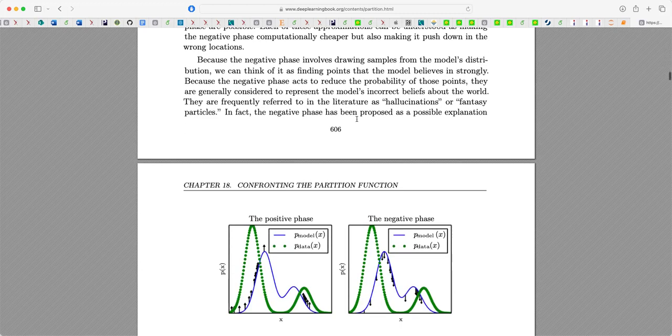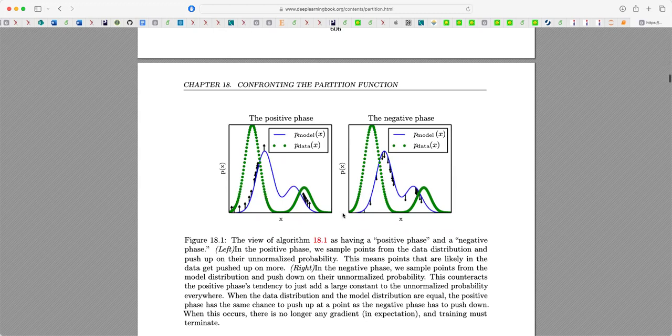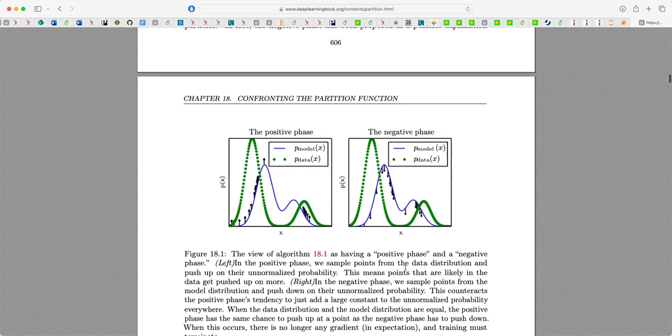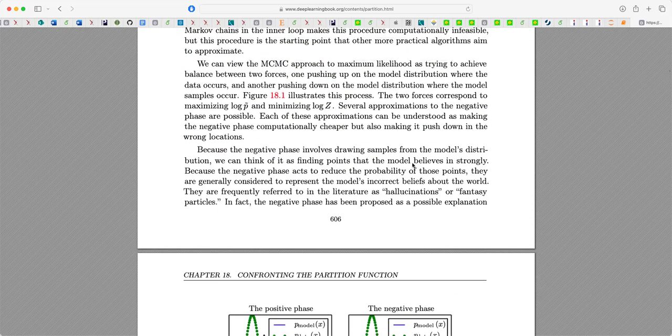There's an image here where you can look at the positive phase. In the positive phase, you sample points from the data distribution and push up on their unnormalized probability. So that means that points that are likely in the data get pushed up more. And here you have the negative phase, where we sample points from the model distribution and push down on their unnormalized probability. And this counteracts the positive phase tendency to just add a large constant to the unnormalized probability everywhere. Now you will then see statements like these.